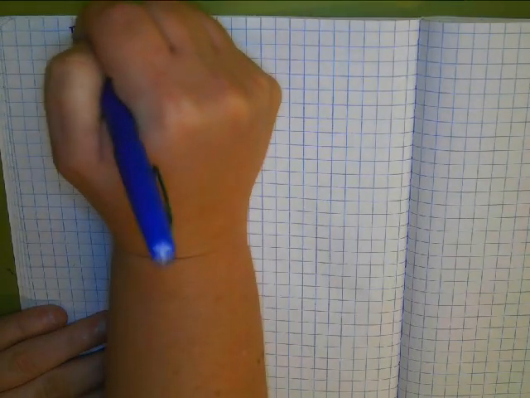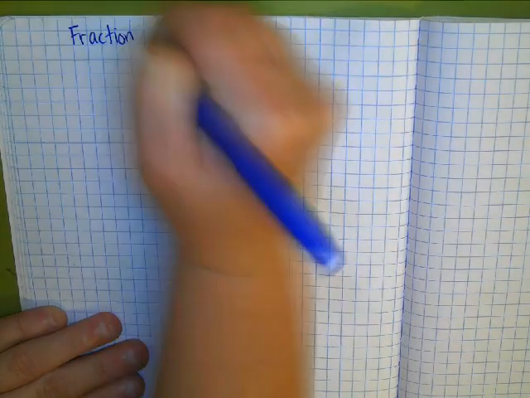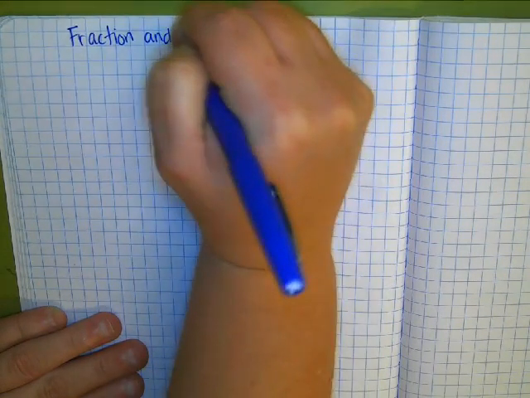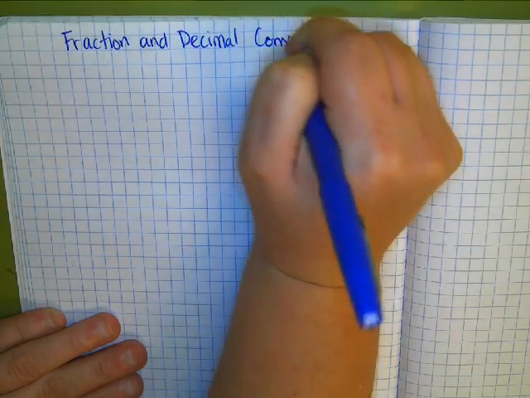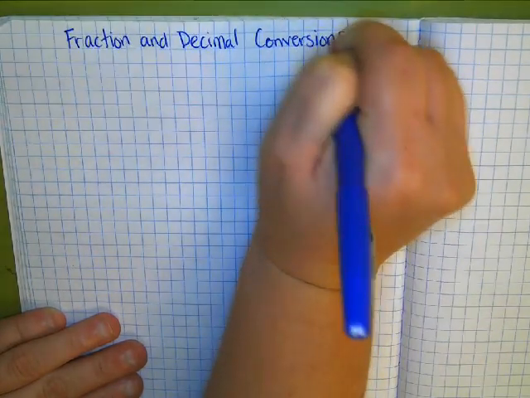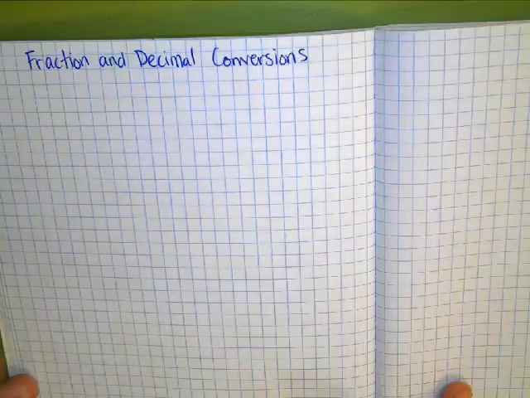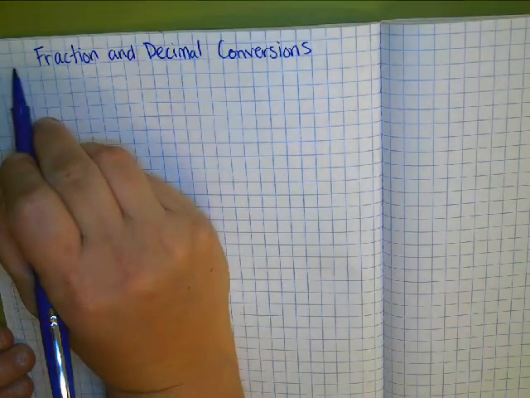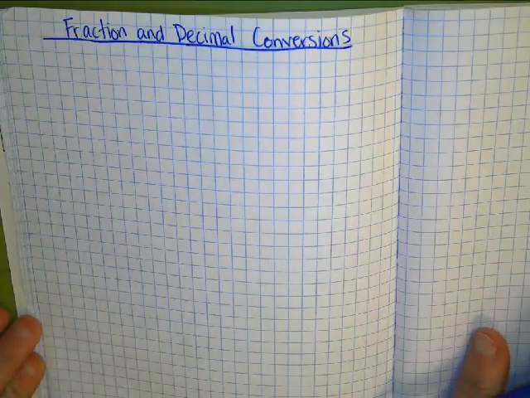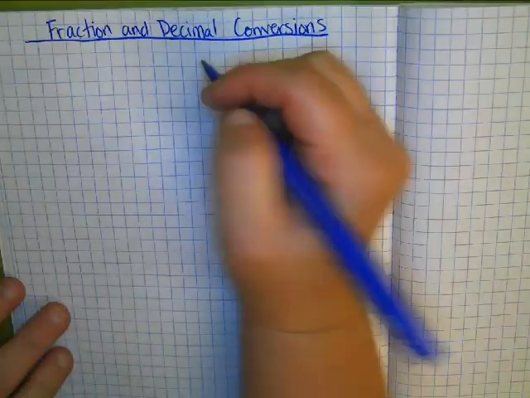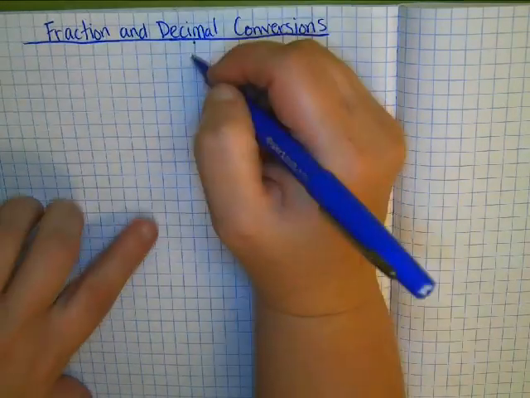All right, so today we will be doing fraction and decimal conversions. And so I encourage you right now to pause it, get your title, and update your table of contents. And then we're going to divide our page into two columns.